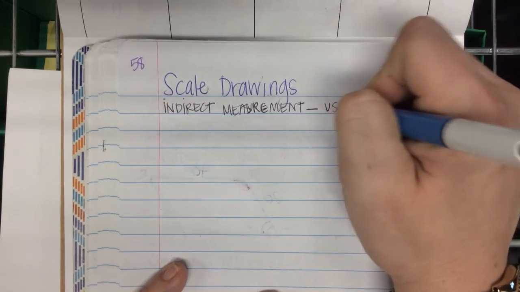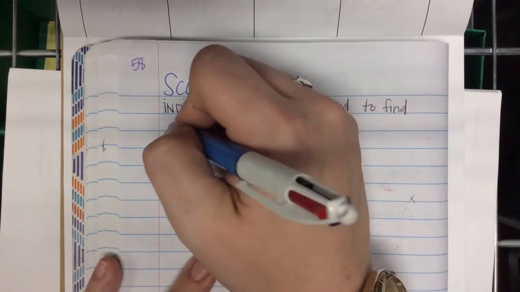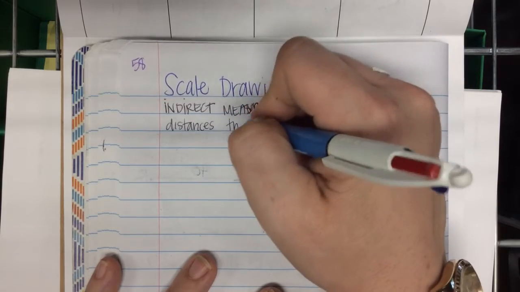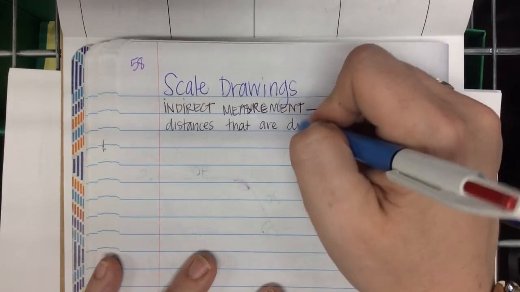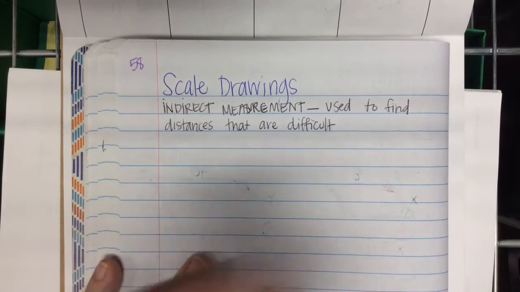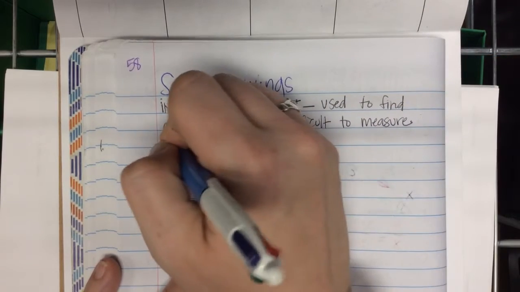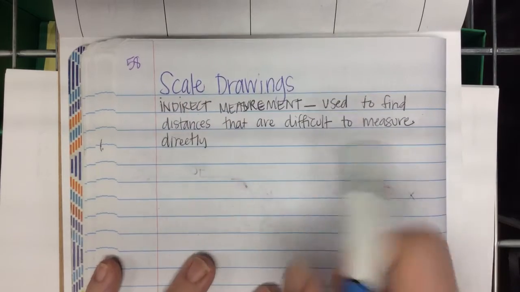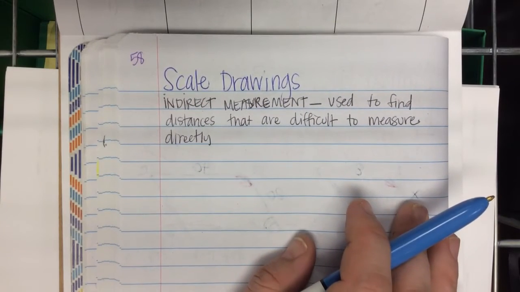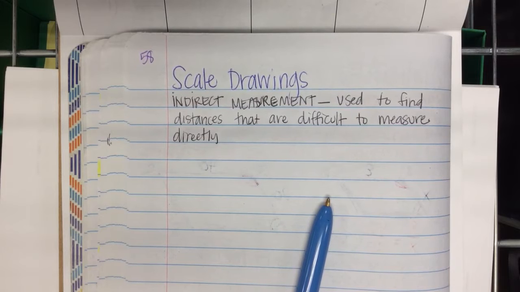So this is used to find distances that are difficult to measure directly. Indirect measurement is used to find distances, measurements, that are difficult to measure directly.